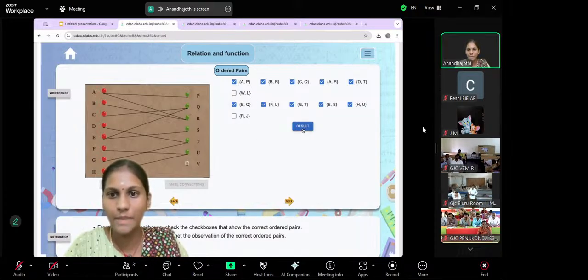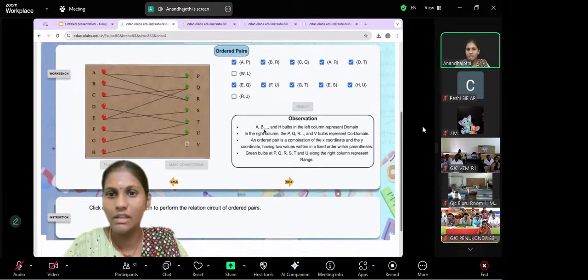So now I am going to press the result. See, what is given in the result? A, B, C, D, E, F, G, H in the left column are the domain, and in the right column P to V are the codomain, right? An ordered pair is a combination of x coordinate and y coordinate, having two values written in a fixed order in parentheses. So they explained clearly about ordered pairs, and what is domain and codomain, and they also explained about range.